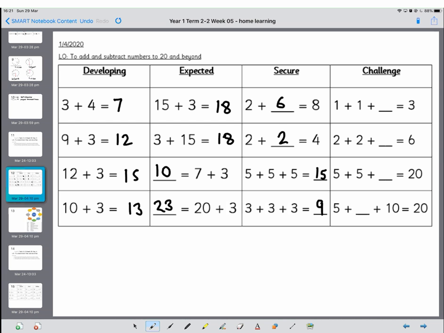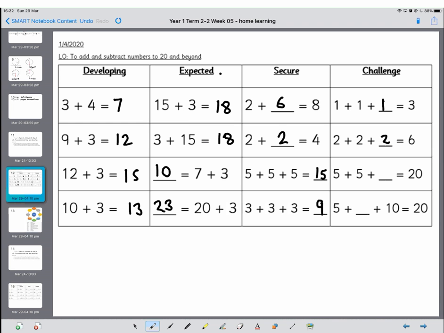Now 1 plus 1 plus something equals 3. Well, if you put your cubes out, you've got 1 and 1. What do you need to add to those 2 to get to 3? That's right, another 1. And again, you can put out groups of 2. So 2 plus 2 plus 2 makes 6.